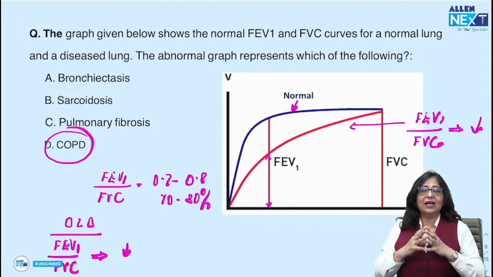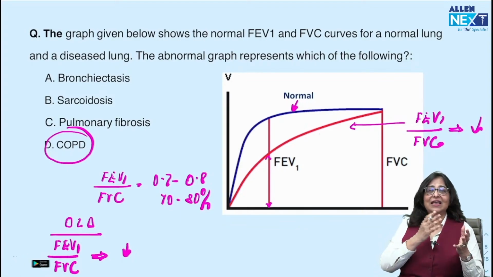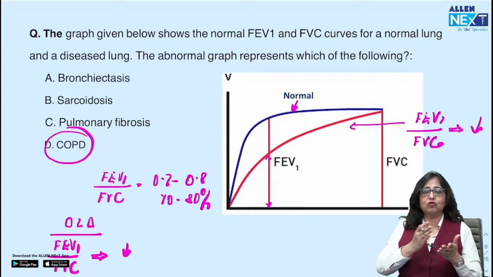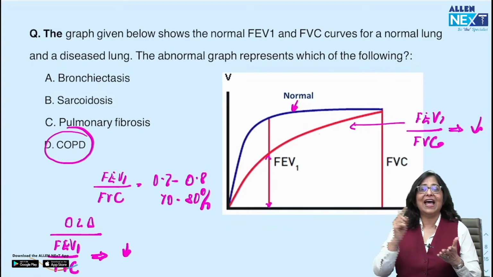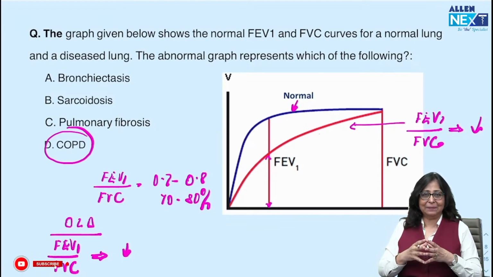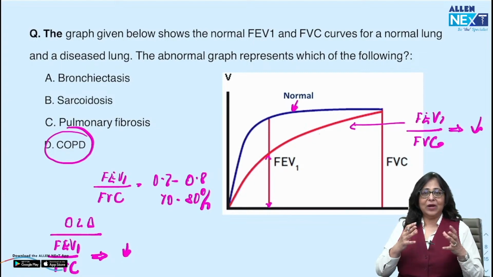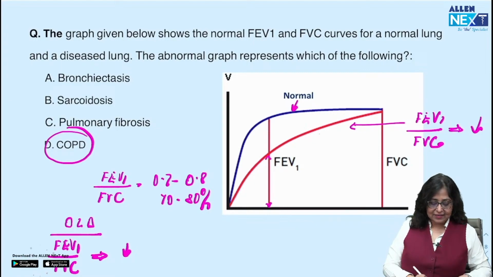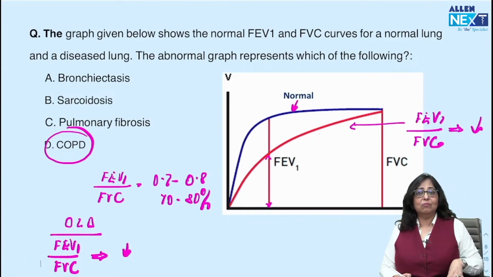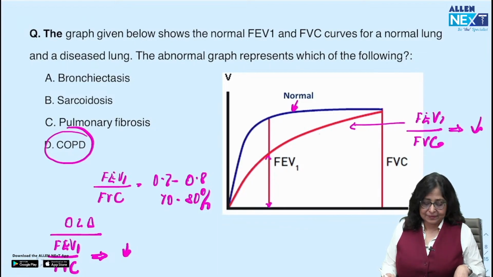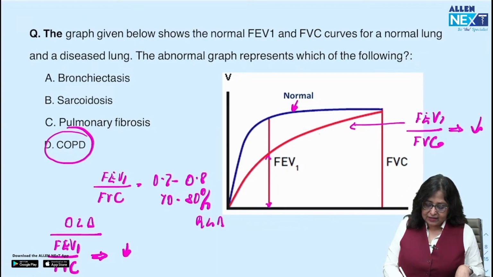FEV1, why do we call it a rate? Because it involves time. It is a forcefully expired volume of air at the end of 1 second. So it involves time. So it is a rate. FVC is a volume. So in obstructive lung diseases, rates are affected more than volumes. Numerator decreases more than the denominator. Therefore, the ratio reduces.